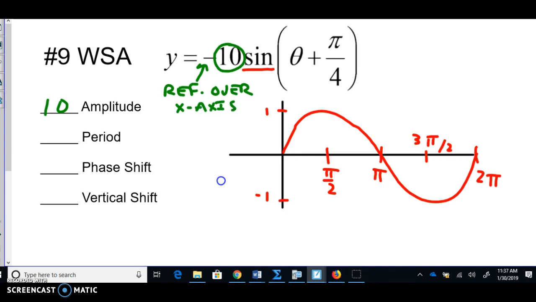And then the 10 is really a vertical stretch. So it takes all your y values and multiplies them by 10. So it reflects it over the x-axis. So this is what it is after the reflection. Now vertically stretch it by 10.